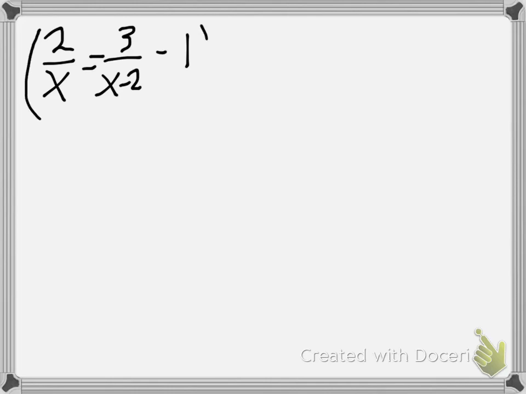Let's take a look at number 23. We have 2 over x equals 3 over x minus 2 minus 1. Guys, the least common multiple here is not x minus 2. It is x times x minus 2. You can't just say that this x and this x are the same. They are not. Okay. So what happens when I multiply this?